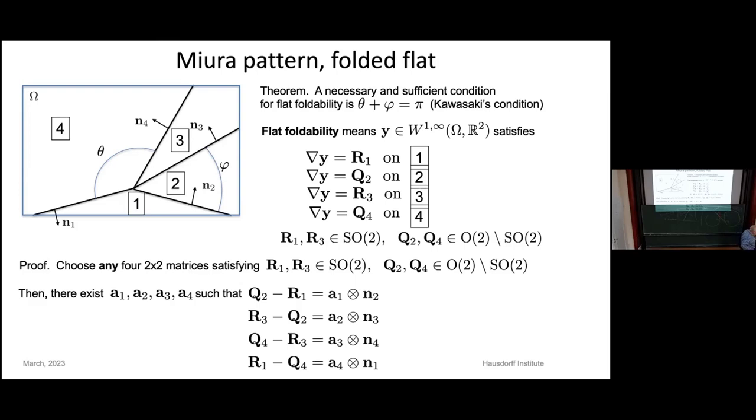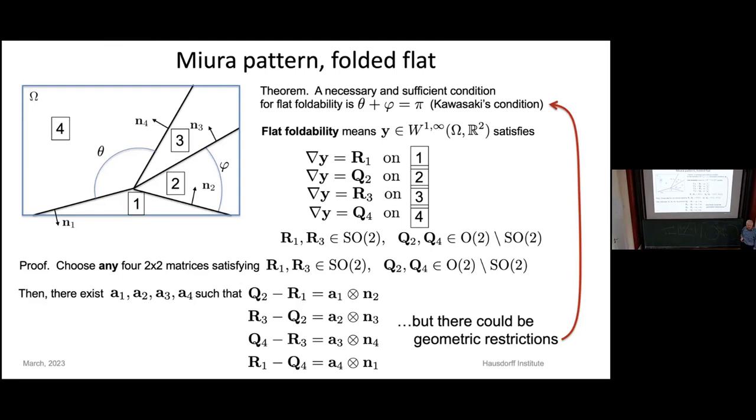So why is it that the sum of opposite angles is pi? It's because there could be geometric restrictions. One kind of geometric restriction is you could sum these four equations, and the Q2s cancel, and the R3s cancel, and the Q4s cancel, and the R1s cancel. So there's some restriction on the normals n. Oh, by the way, in the rank one matrix the second vector has to be the normal. So there are geometric restrictions on the n's.